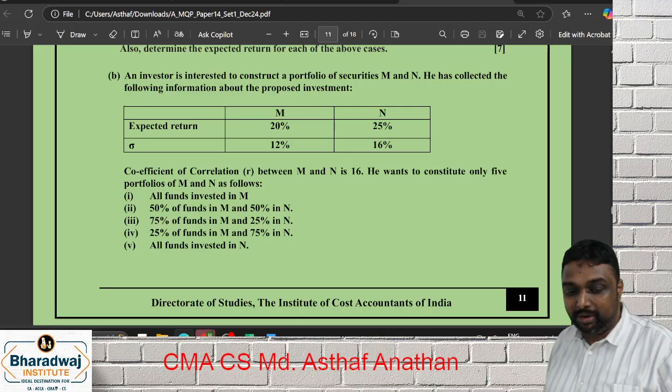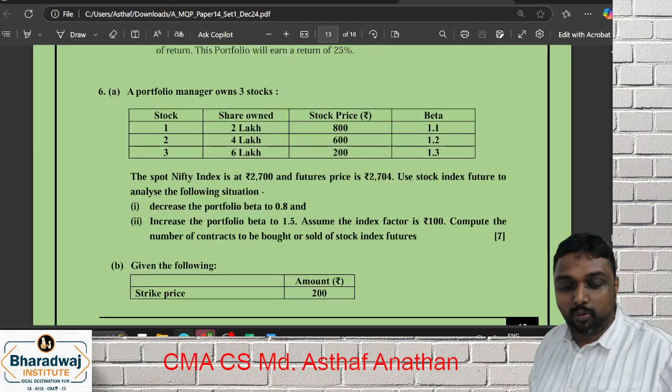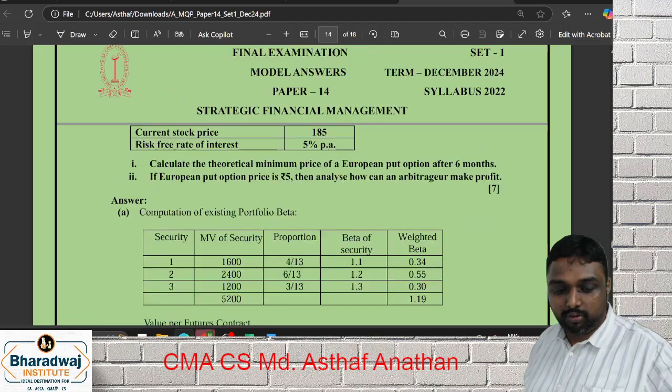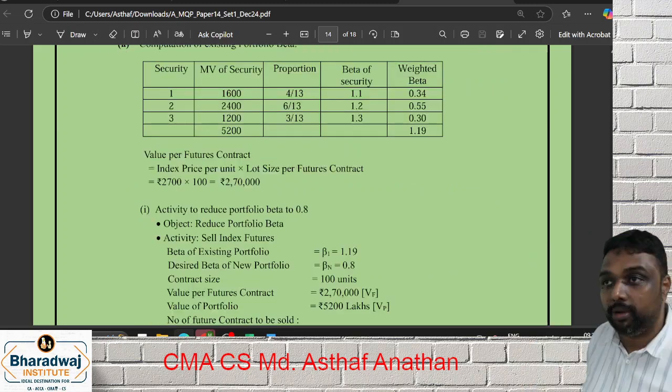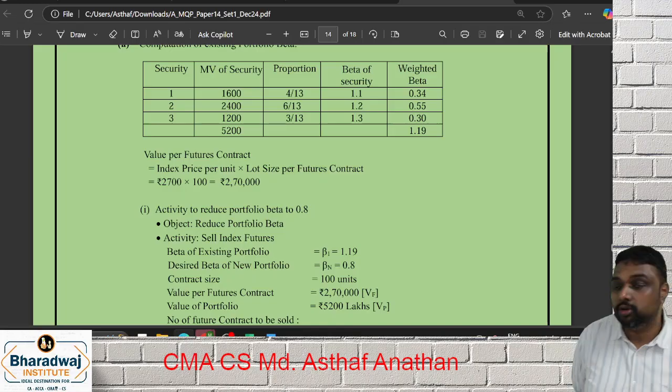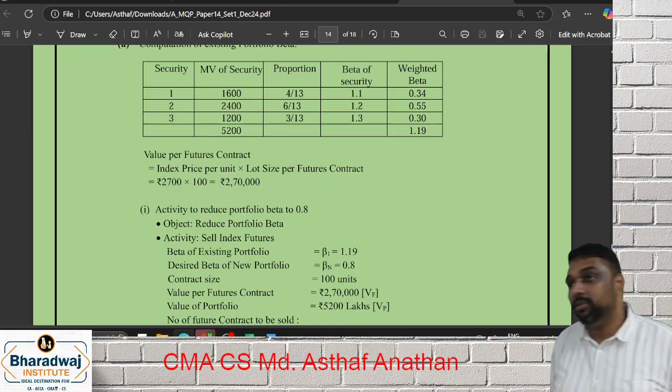Next, we discussed another portfolio question. This is not portfolio, this is from forward. So we don't want to go for forward now. Two questions came from portfolio, 7 and 7. What is the mark? 14. In every exam this 14 marks minimum will come. 14 plus 2 marks MCQ, so 18 marks. So close to 20 marks it will come.